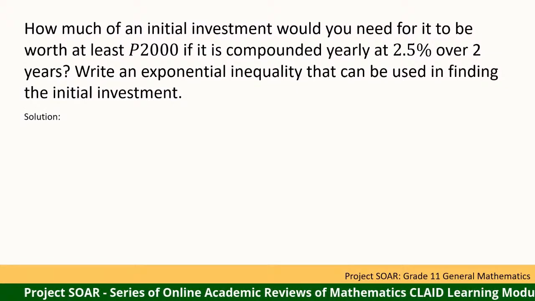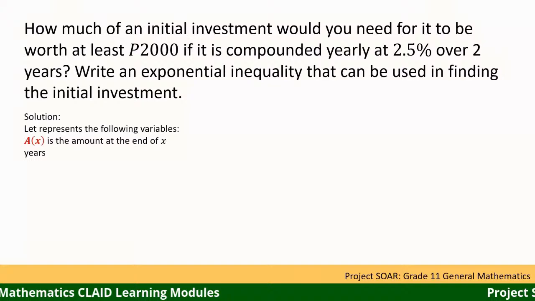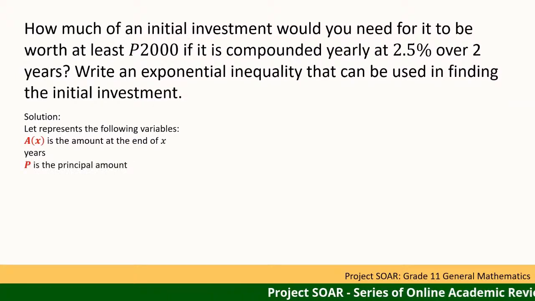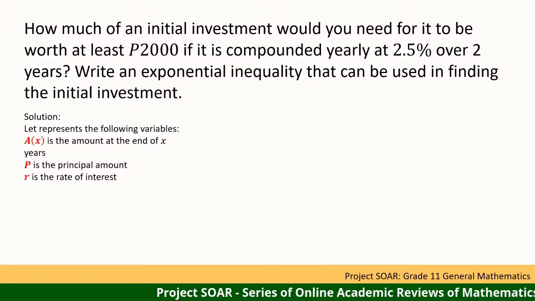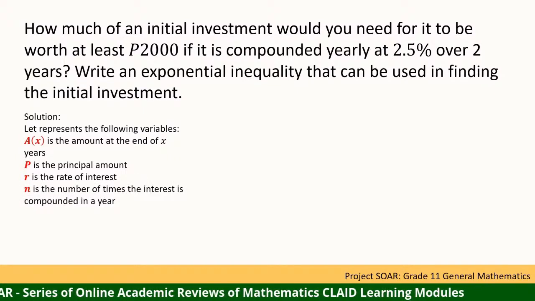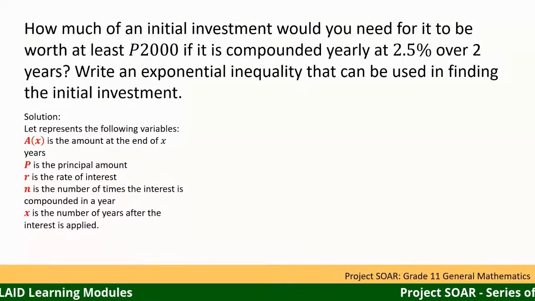Okay, so here is the solution that represents the following variables. A of x is the amount at the end of x years. P is the principal amount. R is the rate of interest. And N is the number of times the interest is compounded in a year. And X is the number of years after the interest is applied.